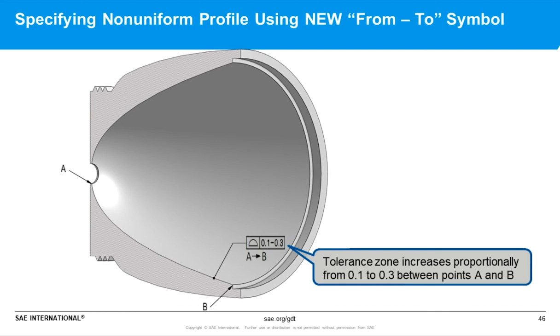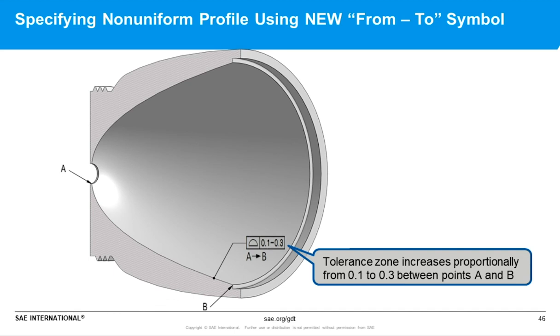So that is the dynamic profile tolerance zone. Next up is the from-to symbol. If we look closely beneath the feature control frame, we see an A and then a single arrowhead B. Let's not confuse that with the between point symbol where you see two arrowheads, which means that profile tolerance applies between points A and B. But here we see just a single arrowhead. That's the new from-to symbol.